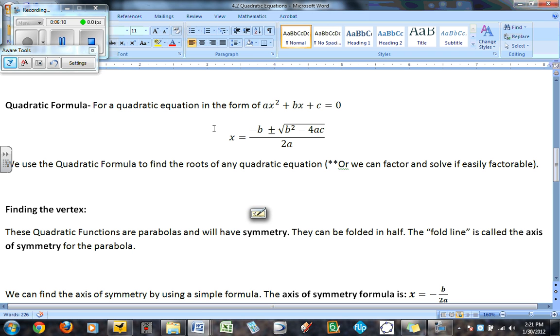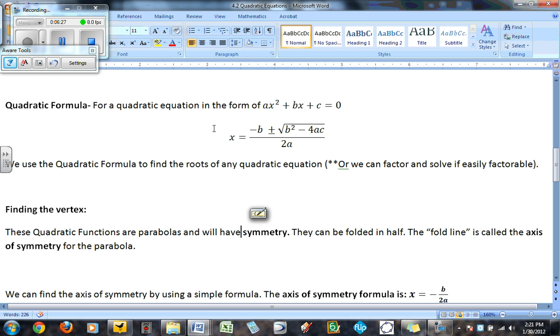And the quadratic formula is negative b plus or minus the square root of b squared minus 4ac all over 2a. And I have a nice little song to help you remember that. It goes to the tune of Pop Goes the Weasel. It goes negative b plus or minus square root of b squared minus 4ac all over 2a.